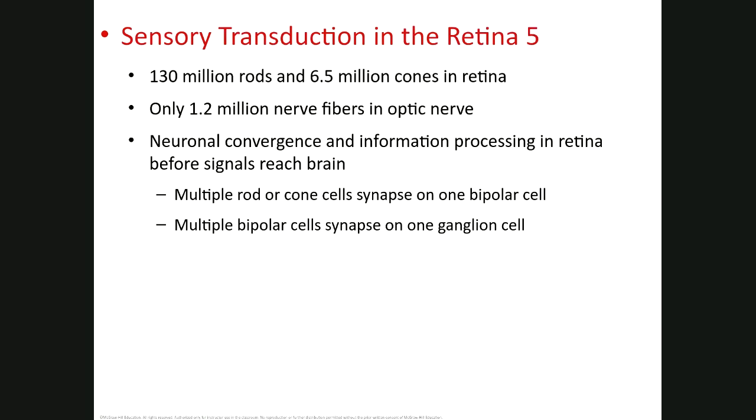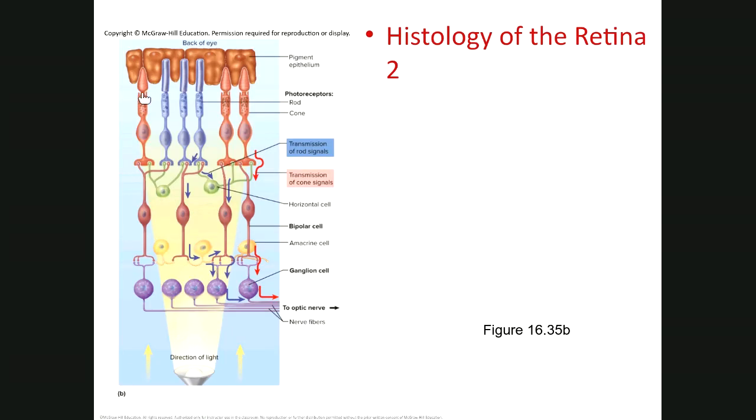There are about 130 million rods and only 6.5 million cones. 1.2 million nerve fibers in the optic nerve can exist. Neuronal convergence helps to process the retina as it sends signals to the brain. Multiple rod or cone cells synapse on one bipolar cell and multiple bipolar cells synapse on a ganglion cell. So in the artist rendition, you can see the area of the pigment epithelium where the cone and rod cells are embedded.